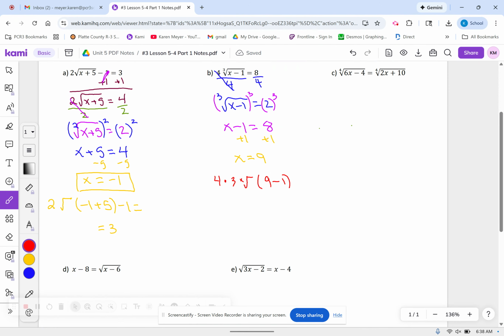Okay. So 9 does check out. This one does give you 8 when you type it in. So 9 is our answer. Boom.